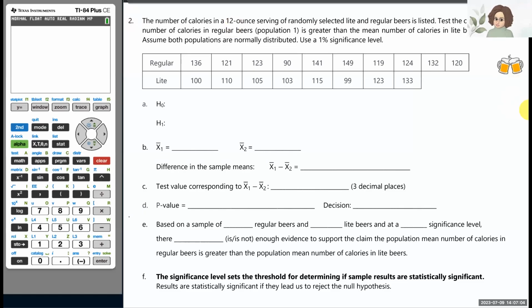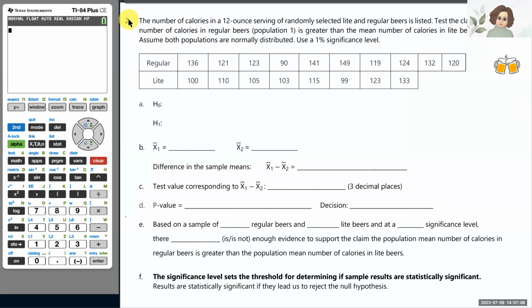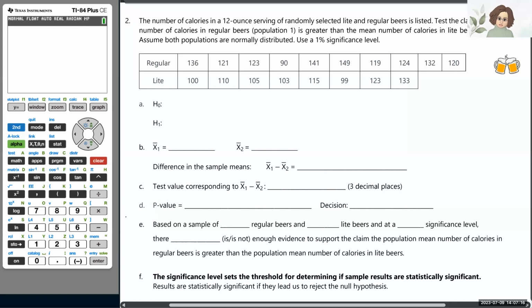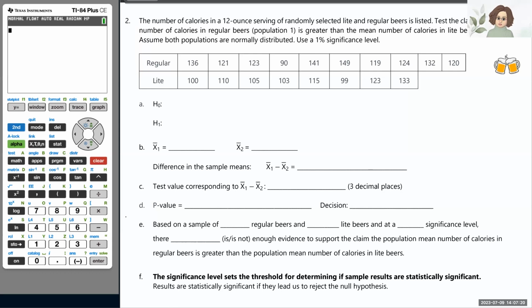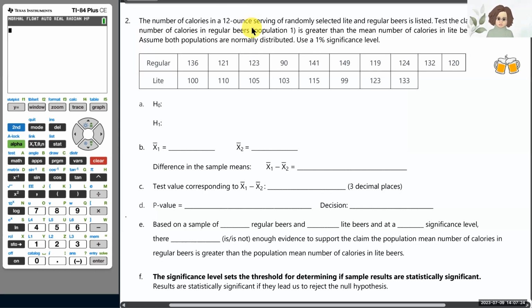Welcome. Let us take a look at number 2. The number of calories in a 12-ounce serving of randomly selected light and regular beers is listed. We will test the claim that the mean number of calories in regular beers is greater than the mean number of calories in light beers. So we have population 1 and population 2. There's a random sample here of 10 regular beers and 8 light beers.